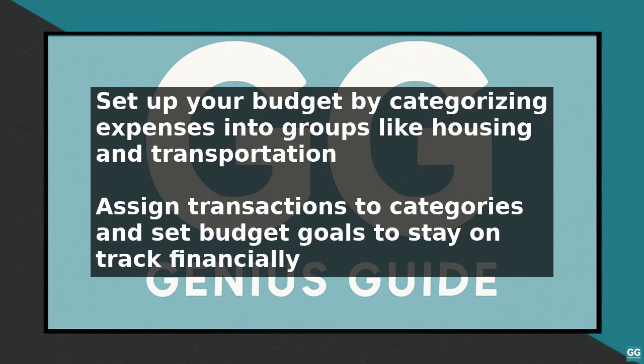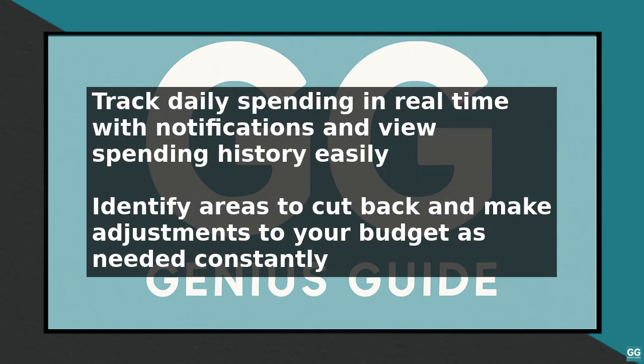One of the key features of Pocketguard is its ability to track your daily spending in real time. The app will send you notifications when you make a purchase, and you can quickly see how much you have left to spend in each category. You can also view your spending history to identify areas where you can cut back and make adjustments to your budget.